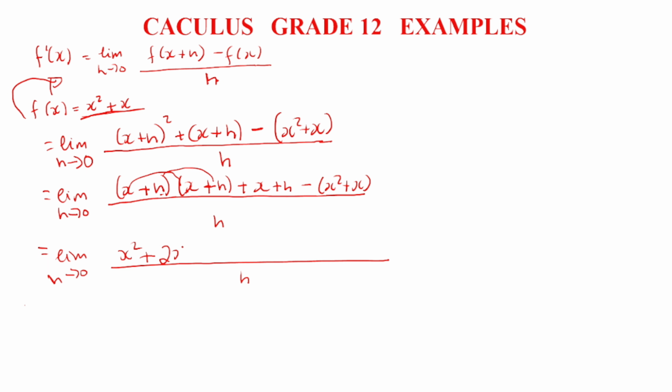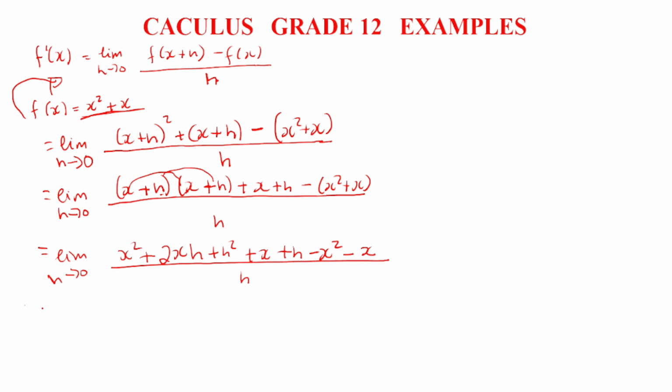When you add them together, it's going to give you 2xh, plus h times h is going to give us plus h squared, plus x plus h, and therefore when you remove the bracket here, you're going to have negative times x squared is going to be negative x squared. Negative times positive is going to give us negative x at the end.